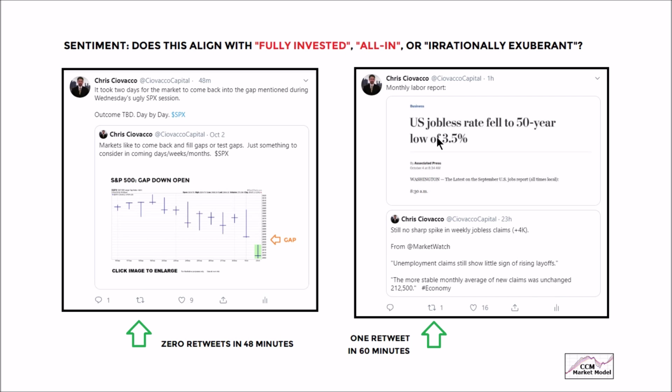The headlines: U.S. jobless rate fell to a 50-year low of 3.5%. If you were a bull or you were fully invested, this would be good news. 1 retweet in 60 minutes. Doesn't seem to align with investors that are fully invested, all in, or irrationally exuberant. Instead, it seems to align with investors that probably have more cash on hand than they're comfortable with during Friday's session.